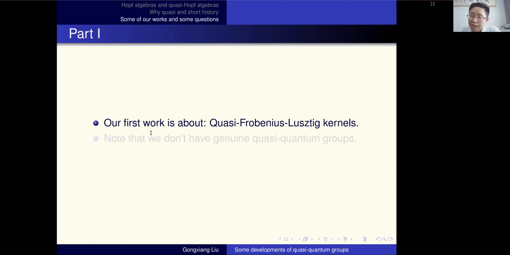And the lucky point for me is that we still have another way to construct the Frobenius kernel. This is the Hopf algebra way. You can construct a Drinfeld double and quotient by something, and you can get the Frobenius kernel. So my point of view is: does this way survive in the quasi-Hopf case? That's the question I want to consider.